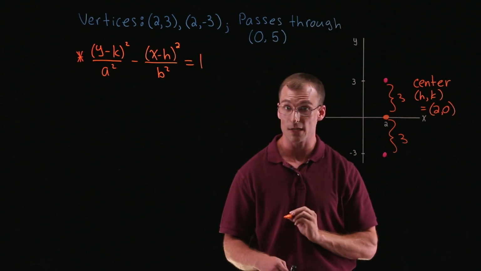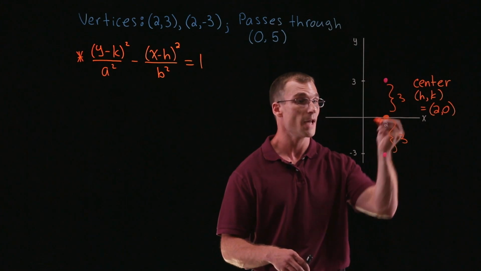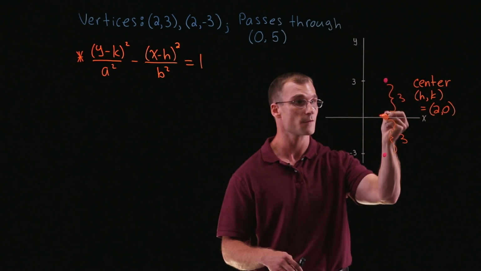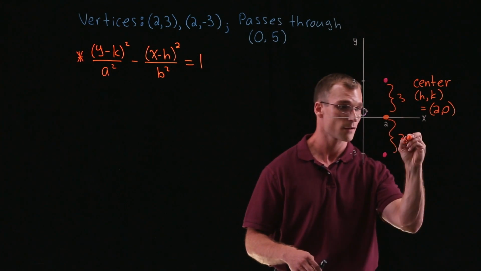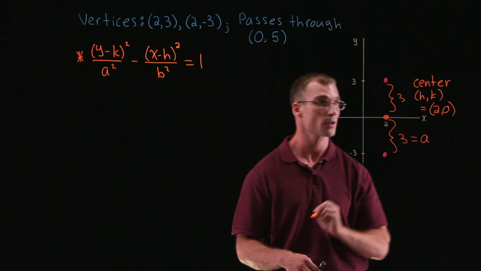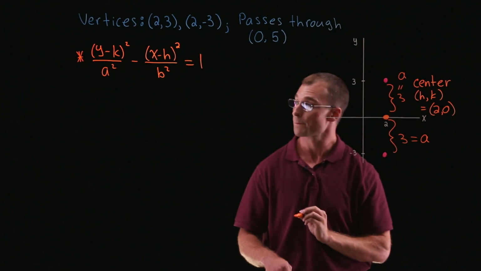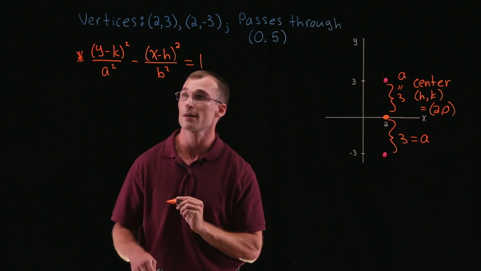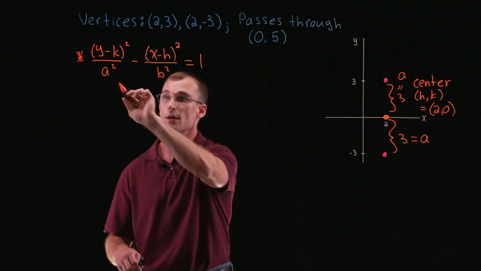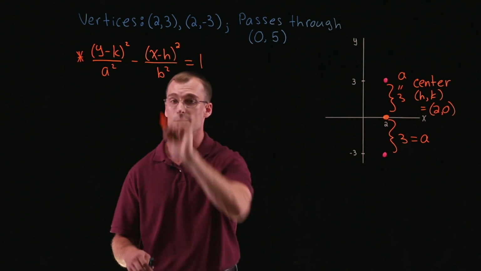And that also tells us something else. What is a? a is going to be the distance from the center to the vertices. So our a is also going to be equal to 3. Okay, so coming back over here, we have k, h, and we have a. All we need to do is find b.